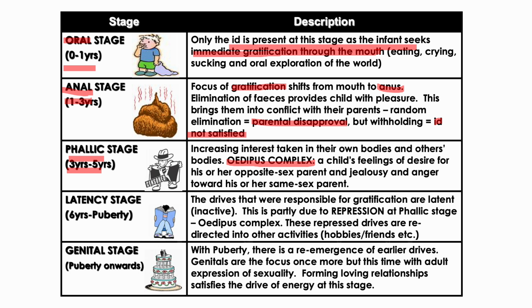because he is from the Victorian era, where women were oppressed in society. So the Oedipus complex is about the boy's feeling of desire for his mother and jealousy and anger towards his father. That is the case study of Little Hans, which we'll examine shortly.